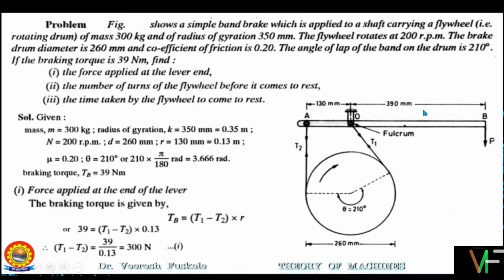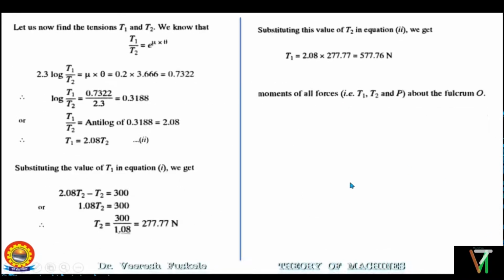So P into 390. T1 is passing through the fulcrum point, so its moment will be 0, and T2 will be rotating the lever in the anti-clockwise direction about the fulcrum point, so the moment will be positive and the magnitude will be T2 into distance AO, that is 130 millimeter. So we can write the moment equation as P into 390 is equal to T2 into 130. Putting the value of T2, we get P is equal to 92.59 Newton. So this is the value of force applied on the lever.